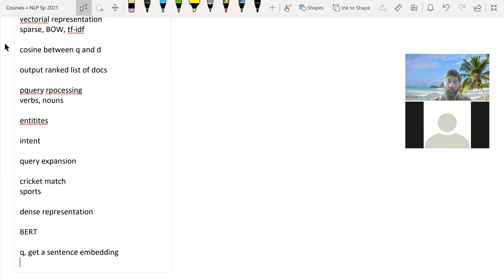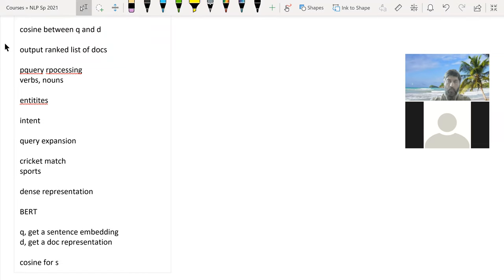Similarly, you can pass D into BERT and get a doc representation. Now you have a dense representation for both Q and D, and then again use the cosine for similarity, and then do the ranking. This would take care of some of the issues of exact matching that is a problem with the sparse representation. Here, since you are using embeddings, synonyms and other similar words may be catered through the embedding representation. Okay. So this was IR, but remember we were trying to do factual question answering.